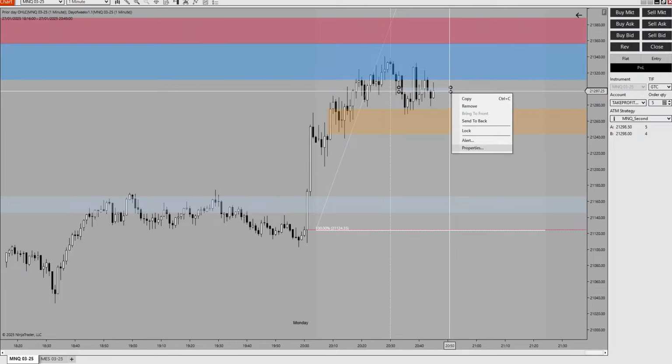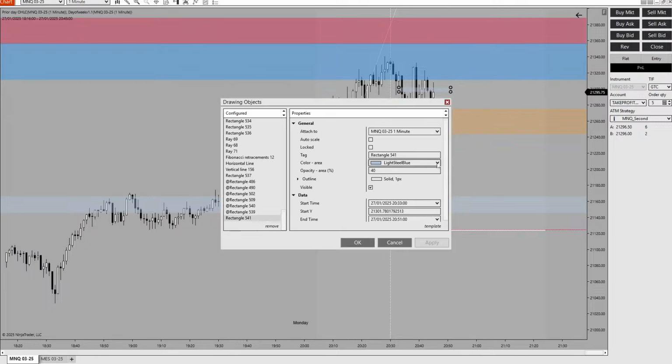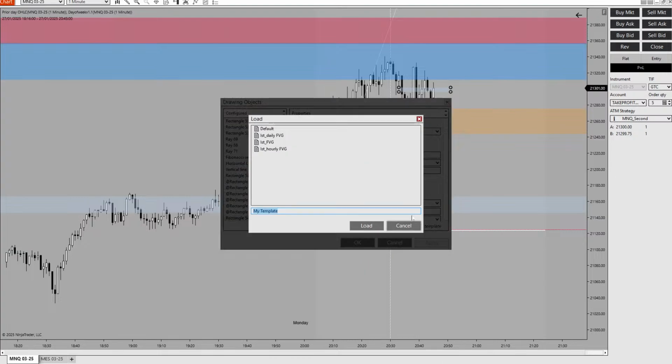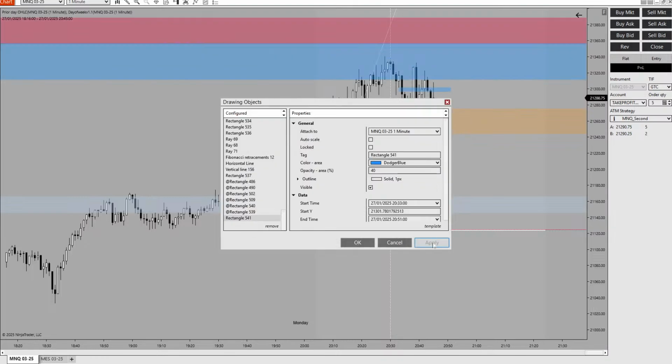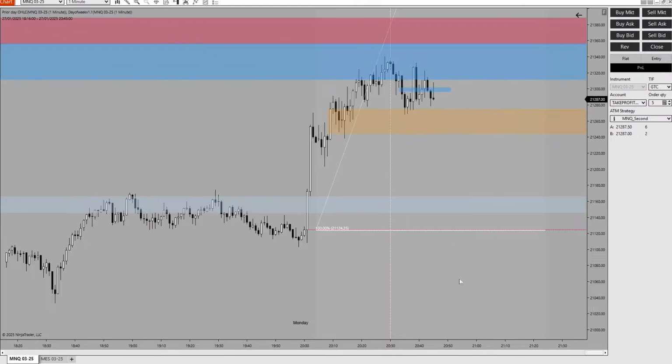Color it differently. Okay. For the hourly, I have made a template over here. Let's use that. 31st hourly.